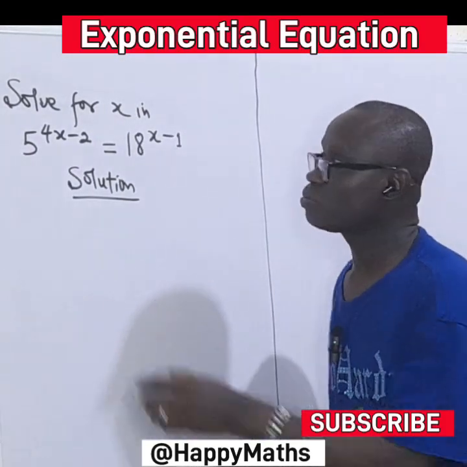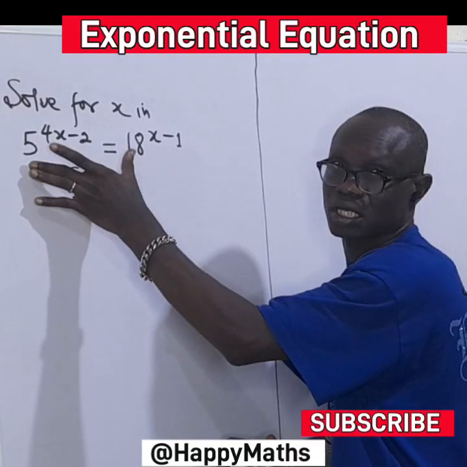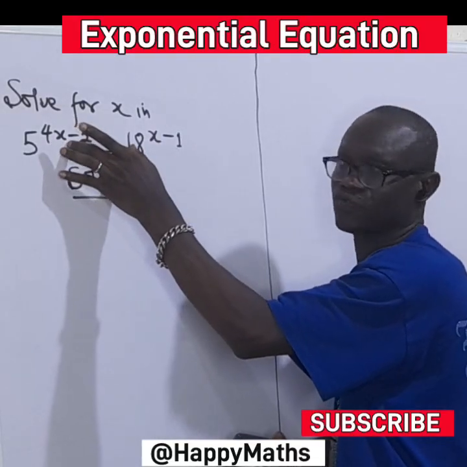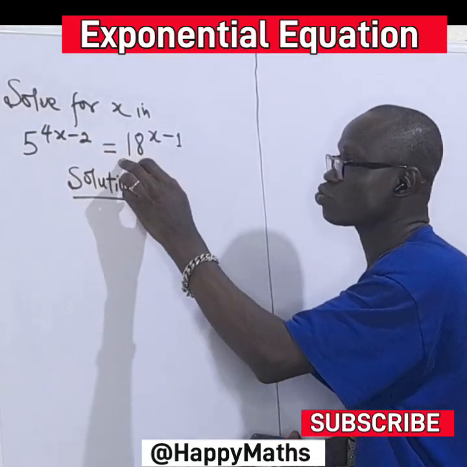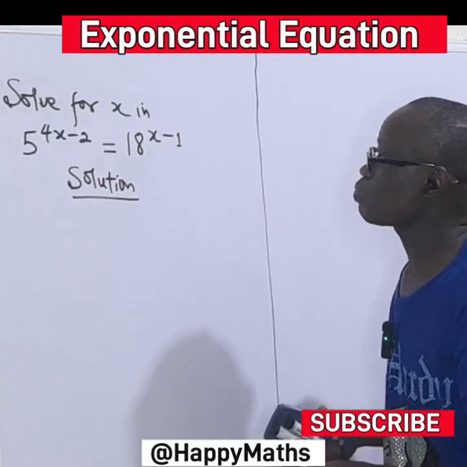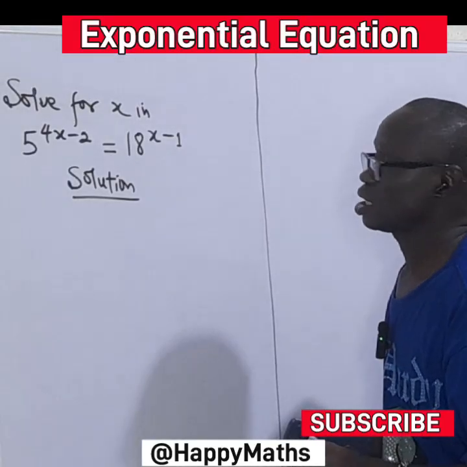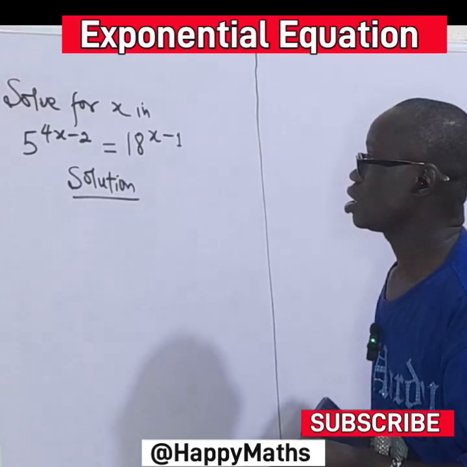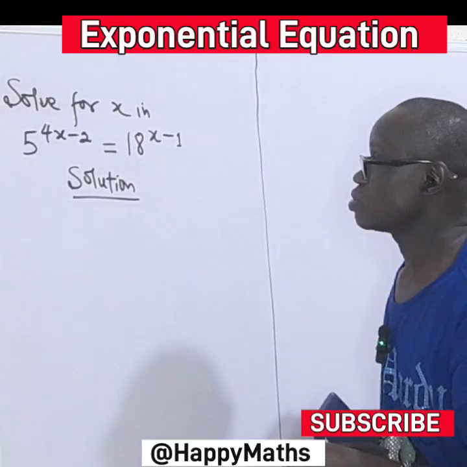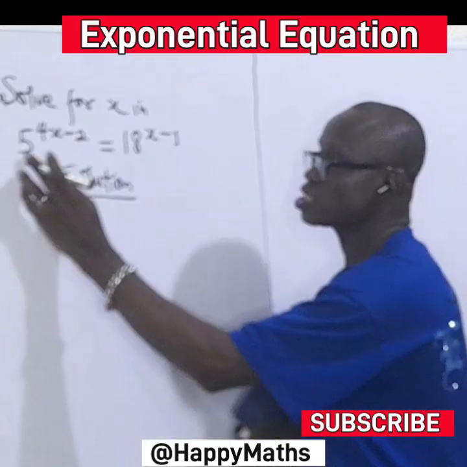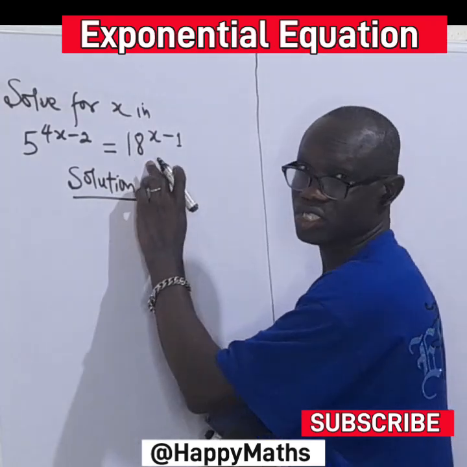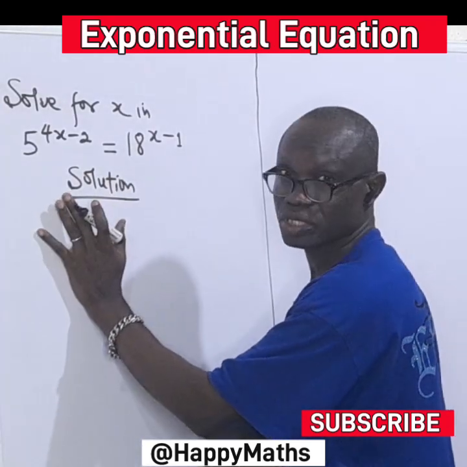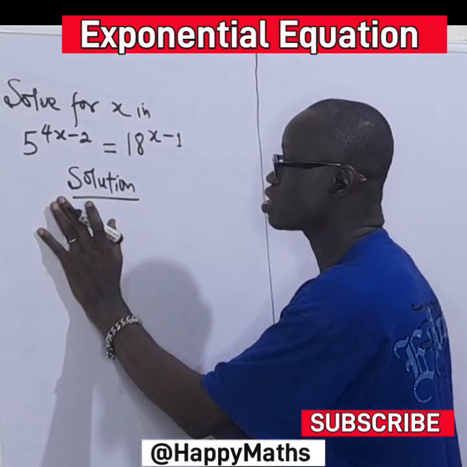We have a question on the board. Solve for s: 5 raised to the power of 4s minus 2 equals 18 raised to the power of s minus 1. Now this is a case of a question involving indices and logarithm. Since this is 5 and this is 18, there is no way we can take both of them to the same base.